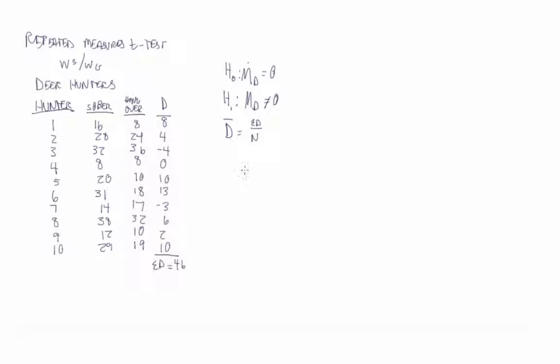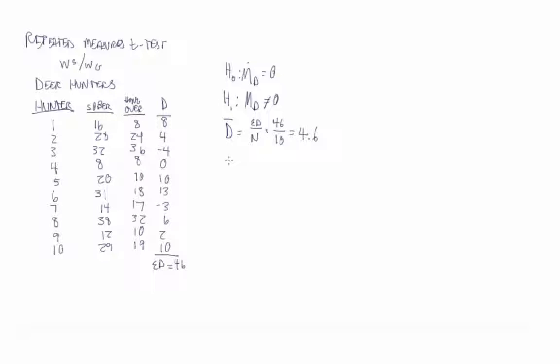So plugging the number into our formula, 46 over 10, because we have 10 hunters, and that is equal to 4.6. So that's our mean difference.